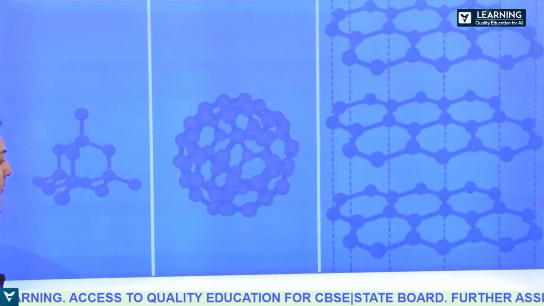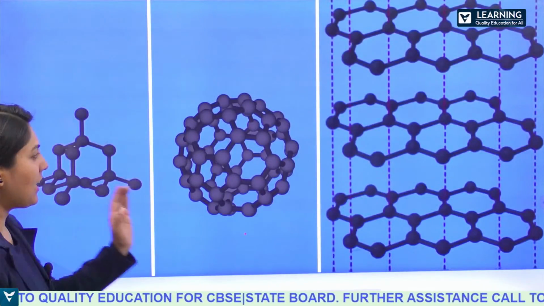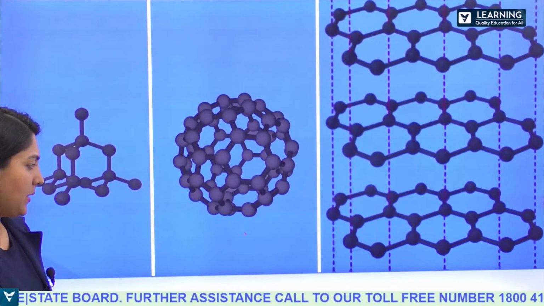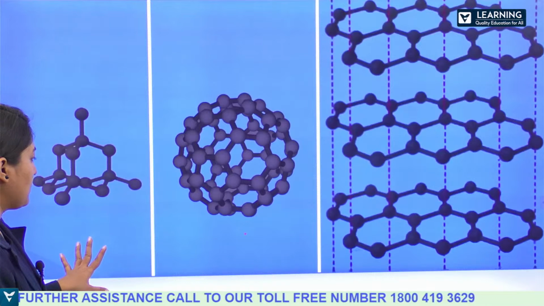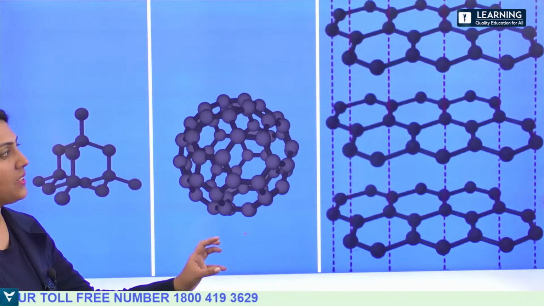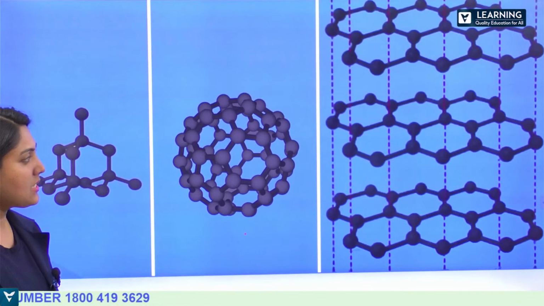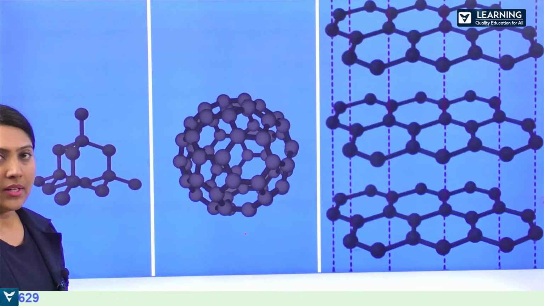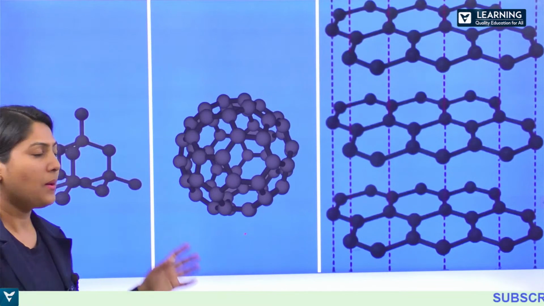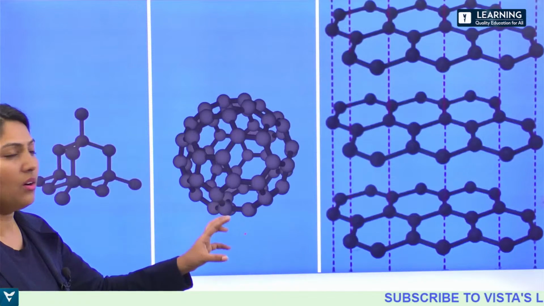You can see here, these are the 3 allotropes of carbon: graphite, fullerene and diamond. So as we know, these 3 are the allotropes which differ in physical properties, but they have the same chemical properties. Why do the physical properties differ here, students? Because as you see, the structure varies.